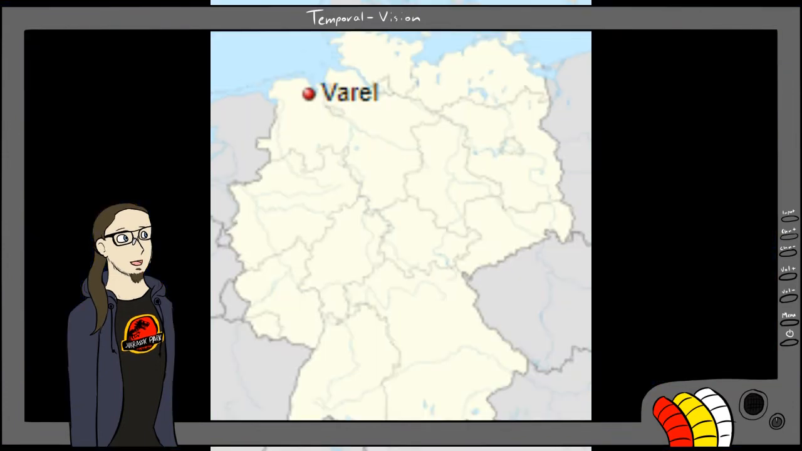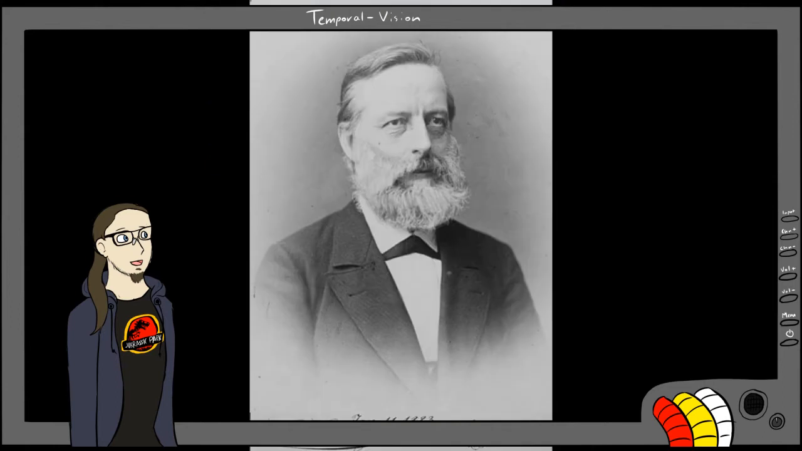Here we are, Werl, Germany, August 19th, 1830. Lothar is born to Friedrich Meyer and Anna Breyerman. He is the fourth of 7 siblings they would have.